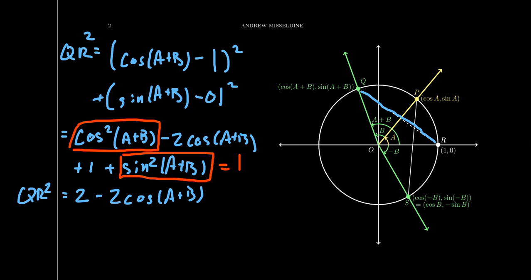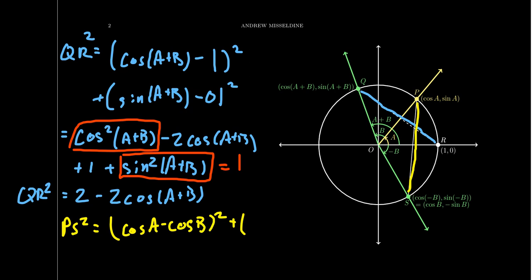Now what we're going to do is come over here and consider a different value. We're going to consider now the distance between P and S, all right? Same basic idea, we're going to do the distance squared, so we're going to take PS squared, in which case, by the Pythagorean equation, we take the difference of their x-coordinates. So you take cosine of A minus cosine of B, squared. And then we add to that the difference of the y-coordinates squared. So you get sine of A minus, well, a negative sine of B. So it's actually plus sine of B, squared.